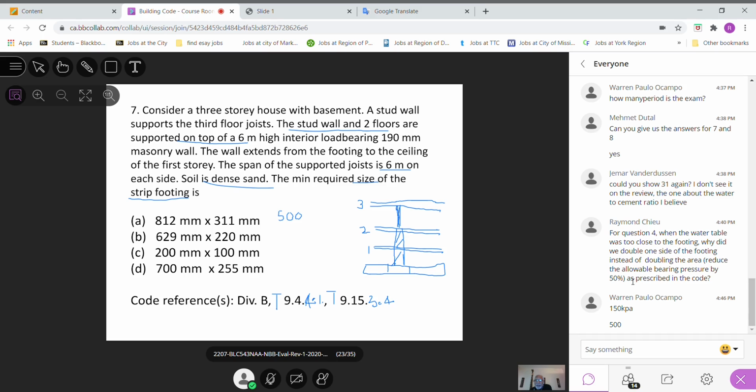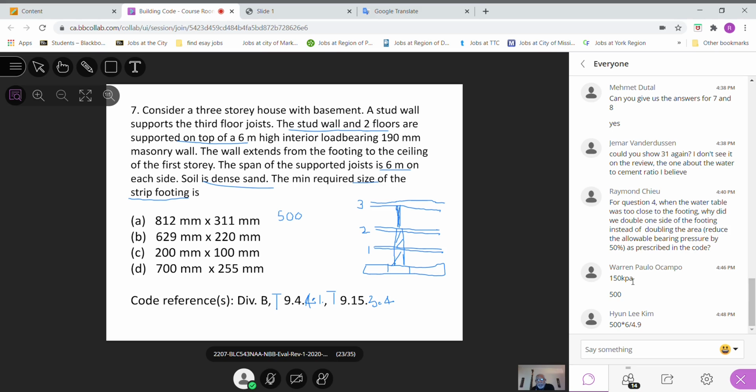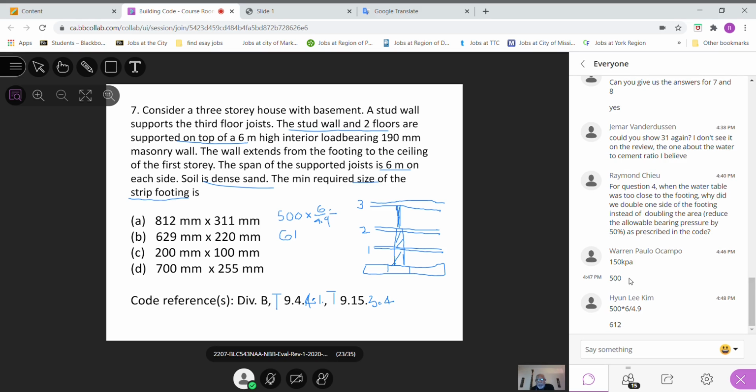Okay, so we start with 500. That is the size with no additional. Right, so 5 times 6 over 4.9. That will give us the additional width to accommodate the increase in joist span more than 4.9. This will give us, I think, 612, maybe 612. We have 612, okay? We have 612 millimeter width.